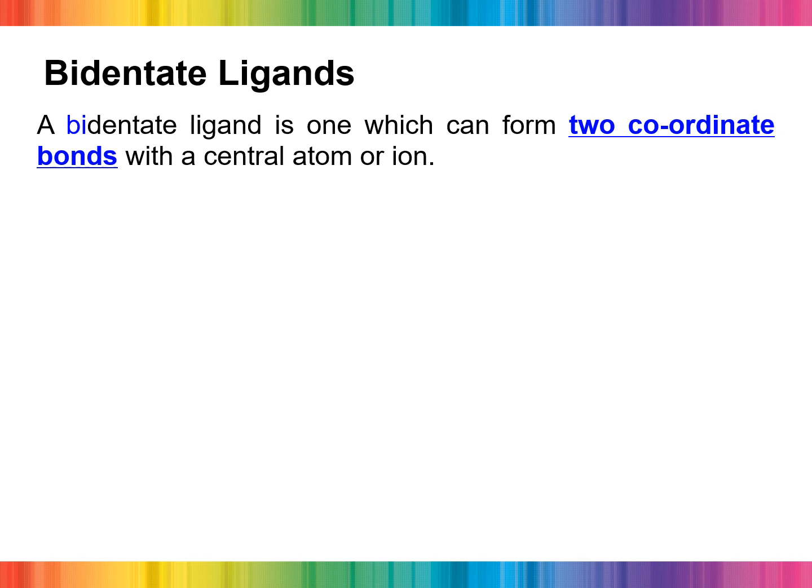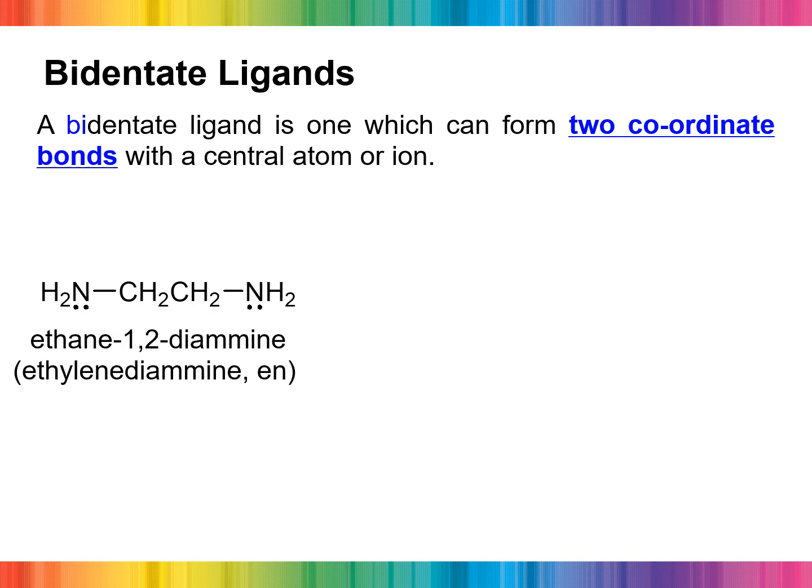A bidentate ligand is one which can form two dative bonds or coordinate bonds with the central atom or ion. We will need to know some of them, so get ready to memorize a little bit. The most popular one I would say is ethane-1,2-diamine. We usually call it en in short. This is the one where we have an ethane molecule with two hydrogens being replaced with an amine functional group. And take note where the two lone pairs are.